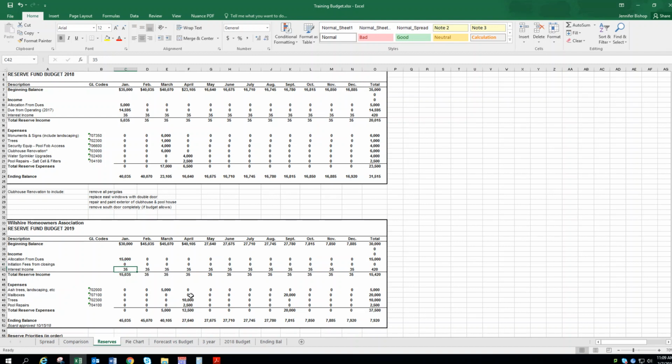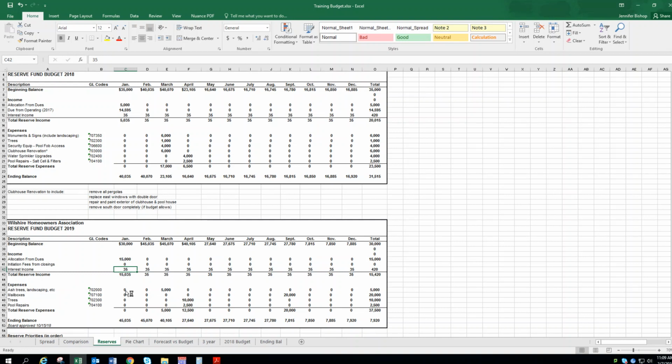Interest income, where does this come from? Well, this is actually going to come from your actual for 2018. What is the average interest income that you're receiving? At this property, they're receiving on average $35 a month in interest income.